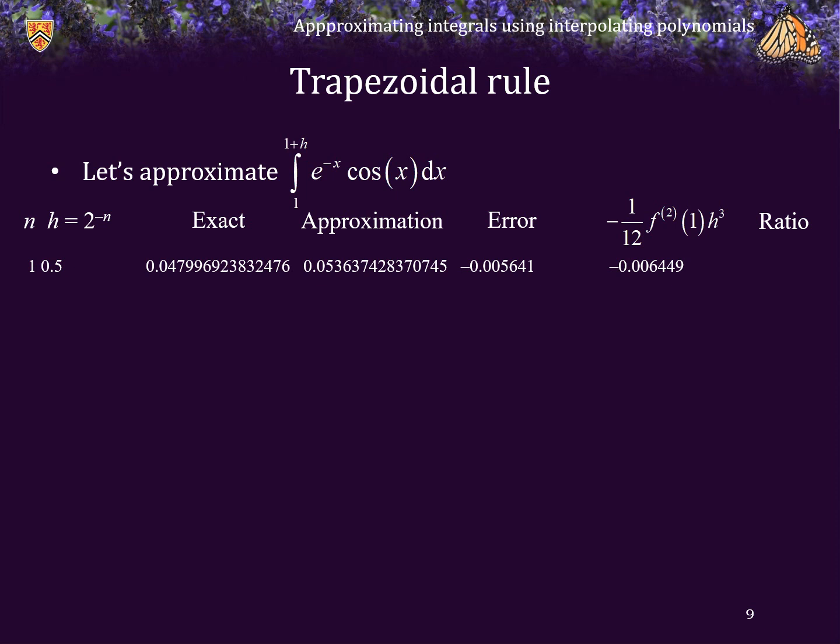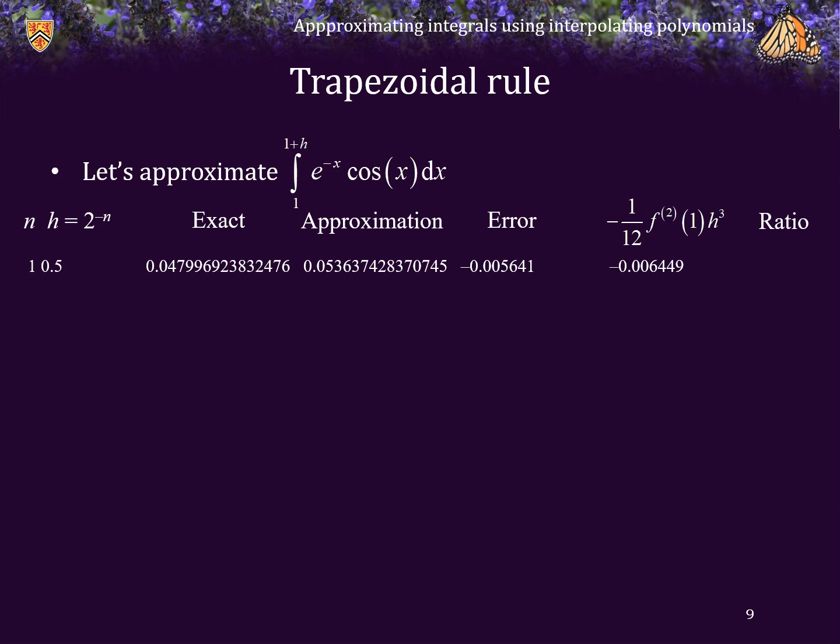And as you can see, the first approximation isn't that great with the trapezoidal rule. You can see that the error is approximately 10%. But more importantly, notice that the error is not that badly approximated by negative 1/12, the second derivative evaluated at 1, times our value of h all cubed.